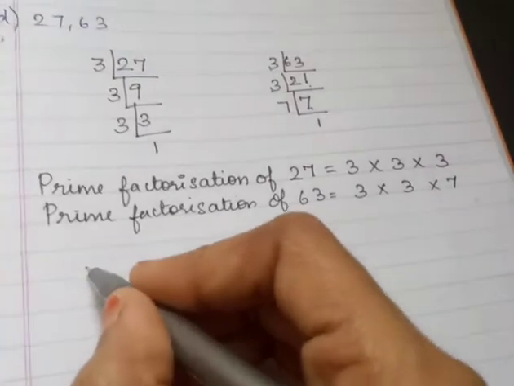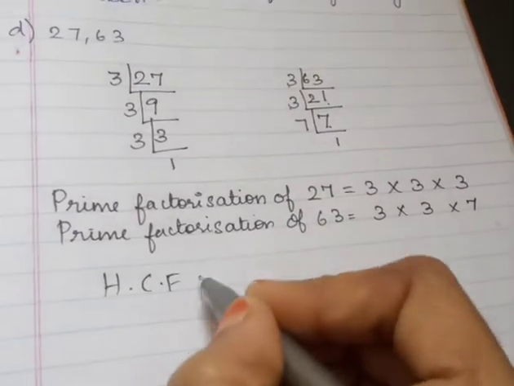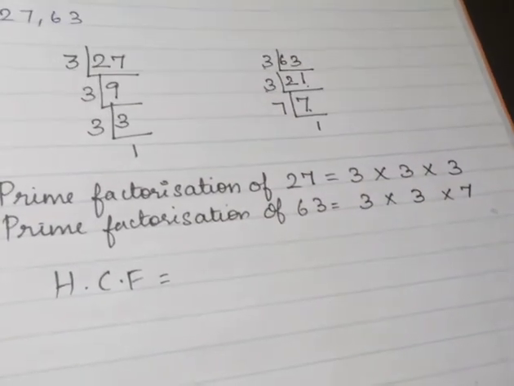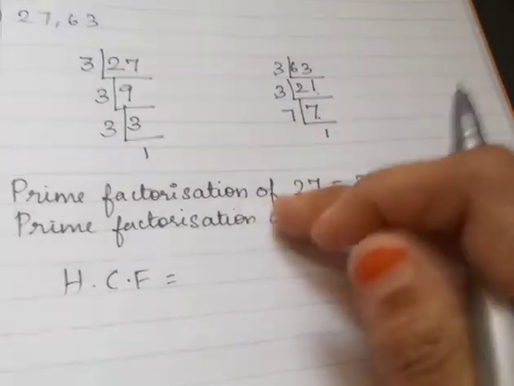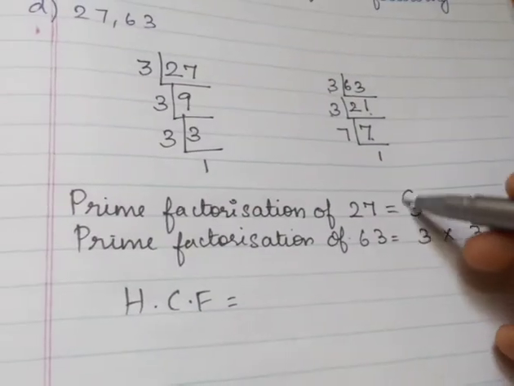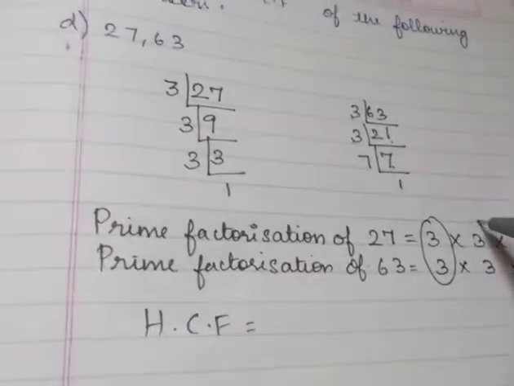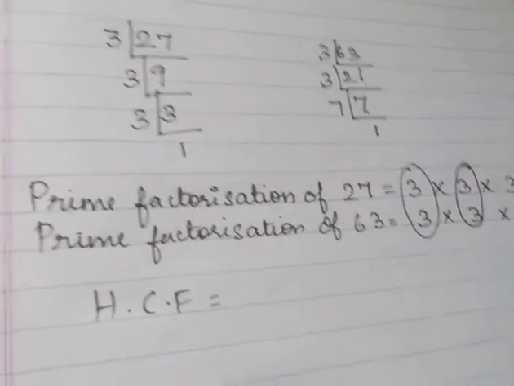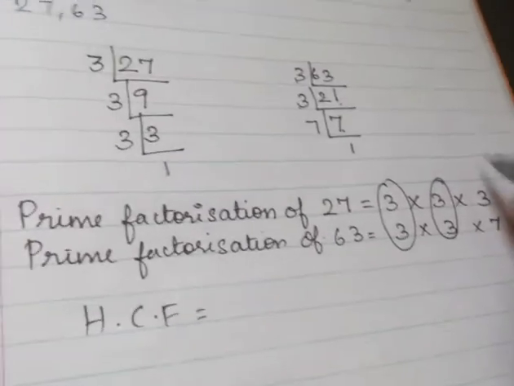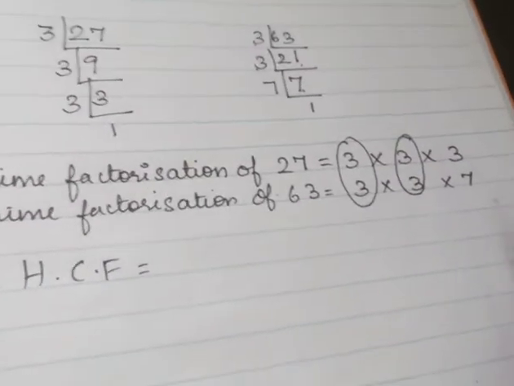So, how will you find the HCF now? I will multiply the common prime factors of those two numbers. Actually, this 3 and this 3 can be circled because they are common. Can we circle these two? No, it is not the same.